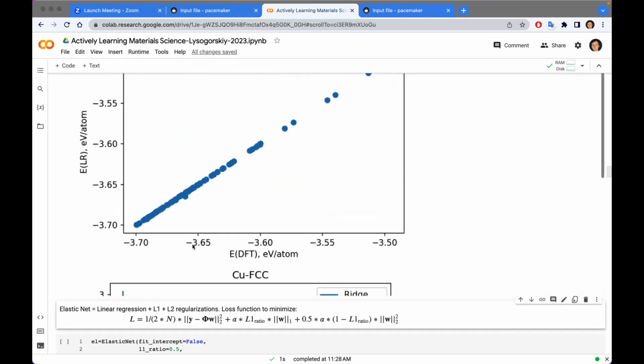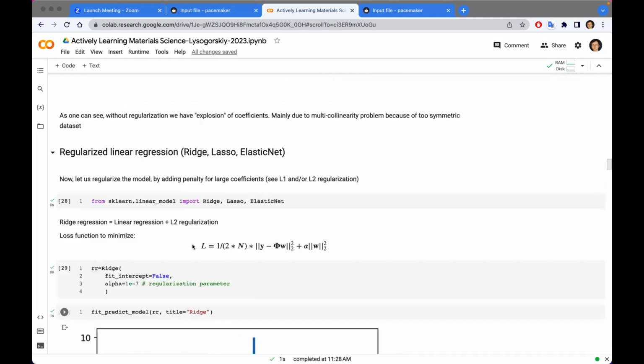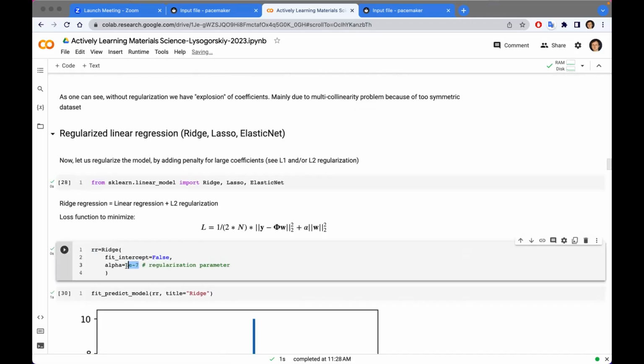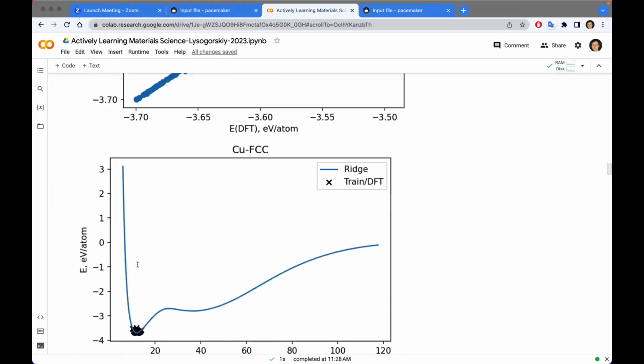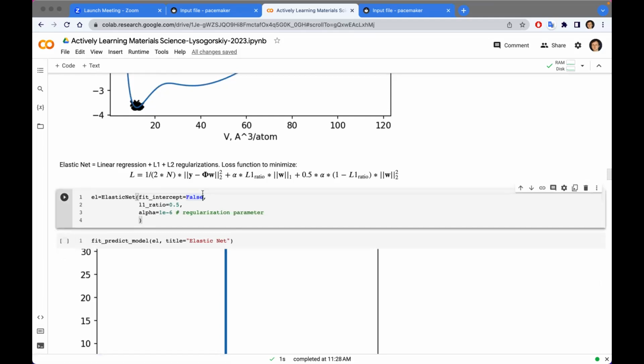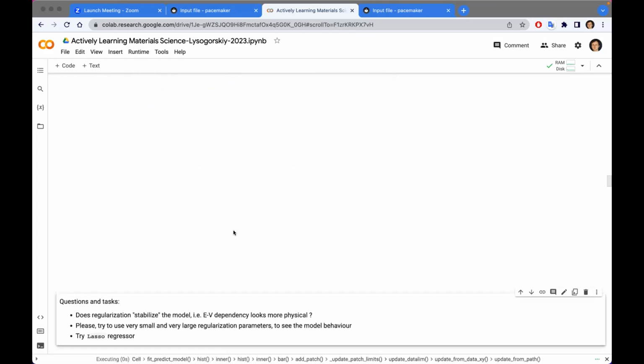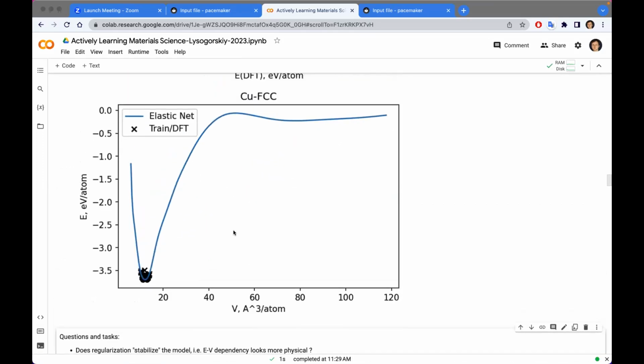Maybe we can, or you can, change this parameter here, try to increase it. Feel free to change this by orders of magnitude. Try 10 to minus 10 or 10 to minus 3 or just 0. You will see how it will change. In the meantime, for example, another flavor is elastic net, which regularizes both norm L1 and norm L2 and the balance between them. Again, I use fit intercept false. And you get, well, something a little bit more physical, but still not that good, because now it has overshooting here.